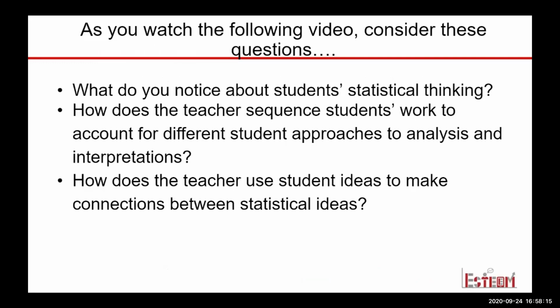And as we do, I'm going to give you 3 questions here that I want you to focus on. So first, what do you notice about the students and how they're thinking statistically? Think about, how does the teacher sequence the students' work? So Holly Lynn, as the teacher, actually shows how the students will present their thinking. So I want you to think about what motivations, what kind of reasoning do you think she may have had to have the students present in the way that they did? And how does that account for the different student approaches to the data analysis and interpretations that they were making? And then third, how does the teacher use student ideas to make connections between the statistical ideas?